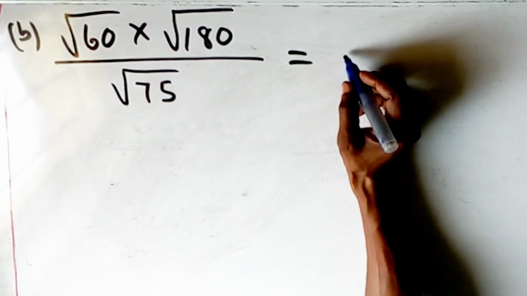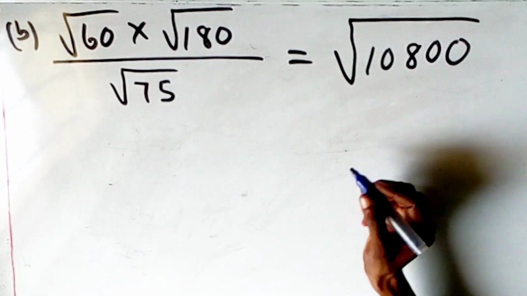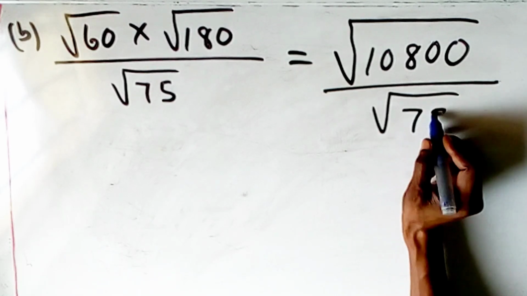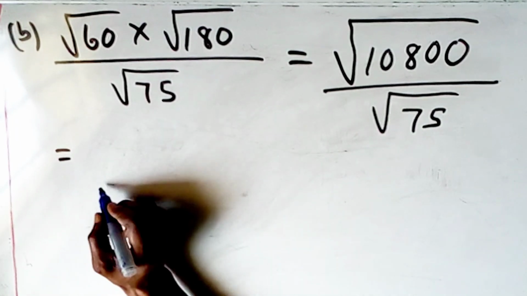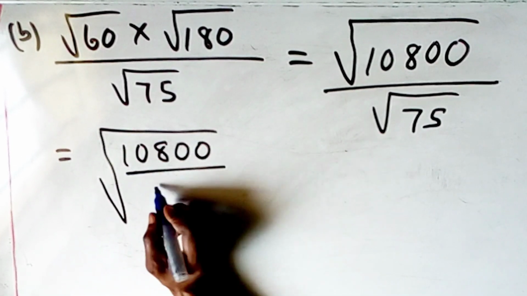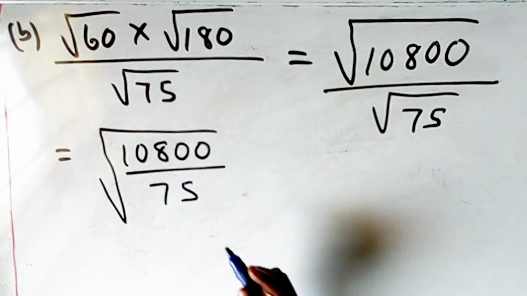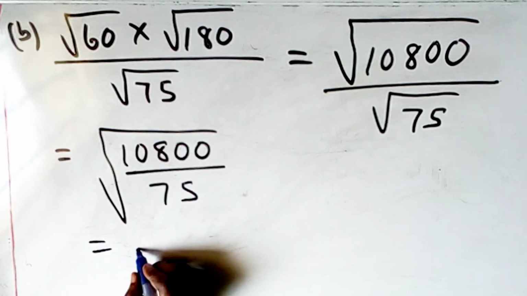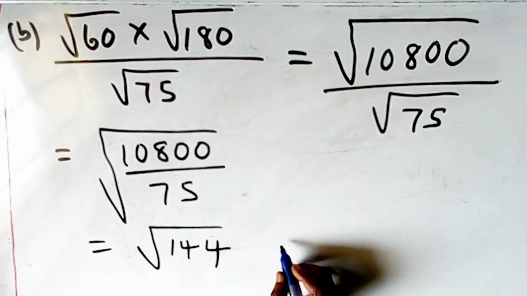So root 60 times root 180, that will give us root 10,800, then over root 75. That is what you can see on the board. It can also be written this way. So then 75 divided by 10,800, that will give us root 144. And square root of 144 is equal to 12. That's our answer.